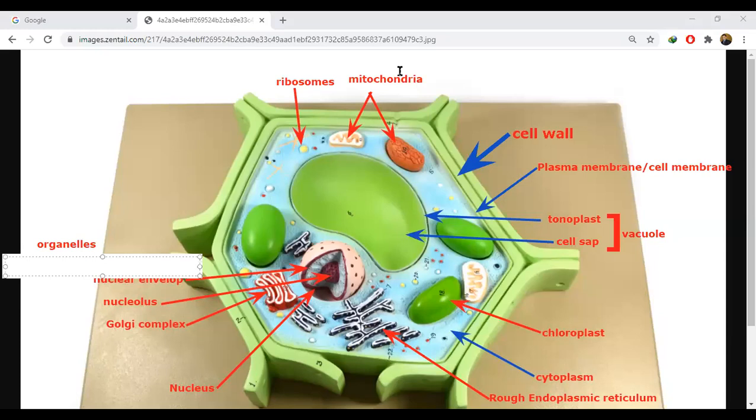Is cell wall an organelle? That kind of questions can come. Right. So, can you understand organelle? Safia Naeem, can you take nucleolus as an organelle? No, no, no. Nucleus is an organelle. Nucleolus is not an organelle.